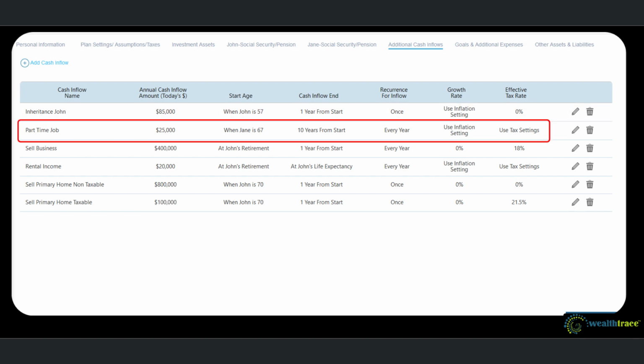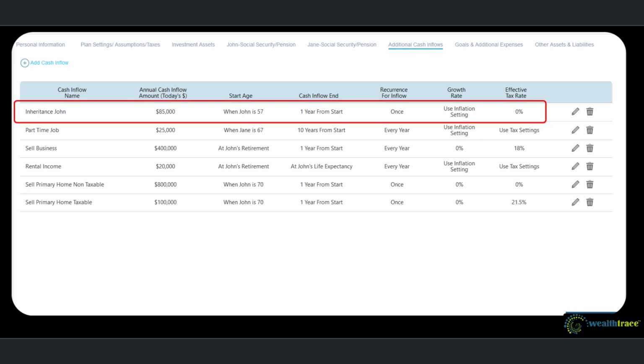For example, I have a part-time job that starts when Jane is 67. It will last for 10 years. It will also grow at the inflation rate and will be taxed at the default income tax rates. This couple will also receive an inheritance in the future. Notice that the tax rate on the inheritance is 0%, because unless there's an estate tax on it, inheritance money is not taxed unless it's a traditional retirement account.